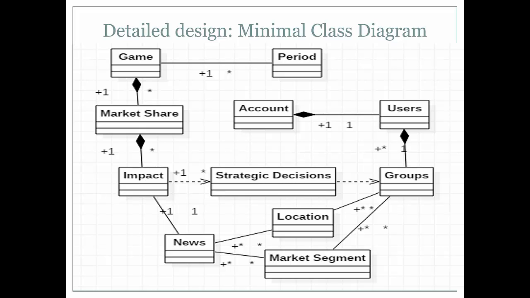We have a game and a period where you find that there is a many-to-one association between period and game, wherein any game can have many periods. Also, this is true for the market share. For any game, there are multiple market shares, which are broken down by period. And for every market share, there are multiple impacts. Now, there's a one-to-many association between impact and news. And news, again, is affected by location and market segment. The impact affects strategic marketing in a one-to-many association, and the same is true with groups and users.